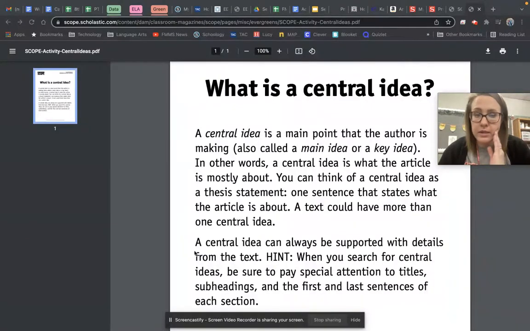So I want you to write this down. A central idea can always be supported with details from the text. I also want you to write down, pay attention to titles, subheadings, and first and last sentences of sections. So pause this video and write that down.